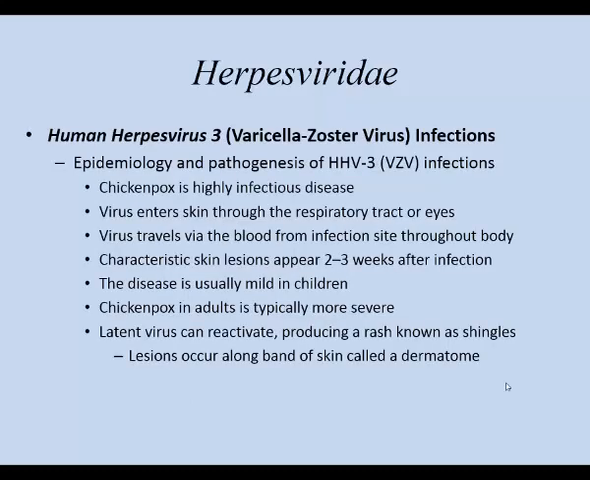So it's a very highly infectious disease. It enters through the skin, through the respiratory tract or eyes. The virus travels via the blood from the infection site throughout the body. You get characteristic lesions appearing 2 to 3 weeks after the infection. The disease is usually mild in children, which is good. Chickenpox in adults is typically much more severe. For those who don't get it early on in life and get it later, it's much worse. And then the latent virus can reactivate, producing a rash known as shingles. And this is very, very painful from what I have seen.